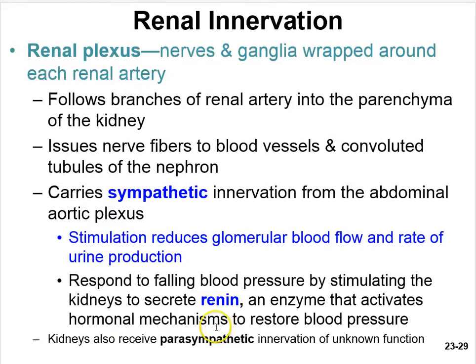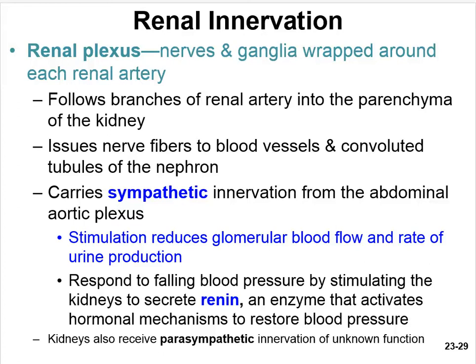The renal plexus is what innervates the kidneys. It's the nerves and the ganglia wrapped around each renal artery. It follows the branches of the renal artery into the parenchyma of the kidney and issues nerve fibers to blood vessels and convoluted tubules of the nephron. It carries a sympathetic innervation from the abdominal aortic plexus, and its stimulation reduces glomerular blood flow and therefore the rate of urine production.